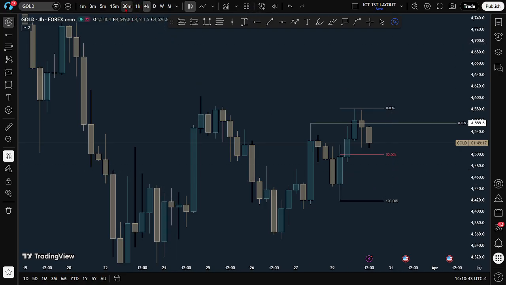Okay. So you go to the 4 hour, you mark out liquidity levels, and I think I took the trade around this candle here.